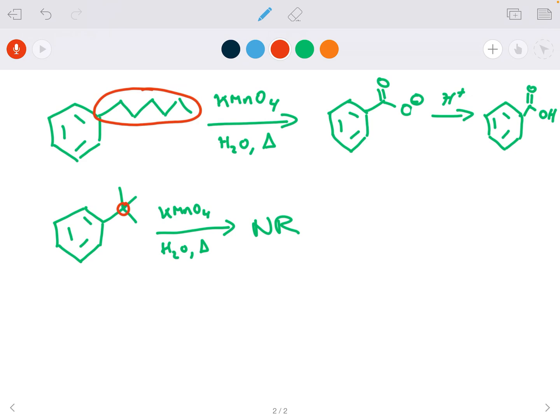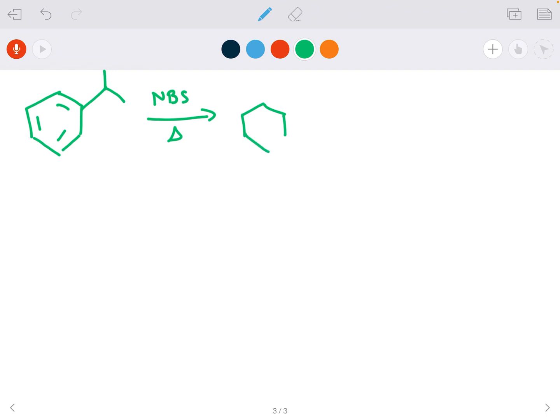Now, another common reaction with the benzylic position, and one that's very important, is free radical bromination. For this reaction, I use a source of electrophilic bromine, NBS, and heat. This will undergo a free radical mechanism, and I'll add a bromine to the benzylic position.